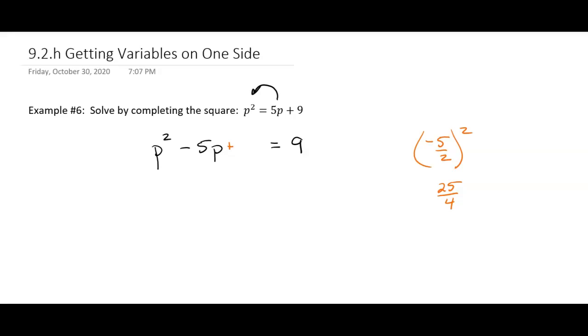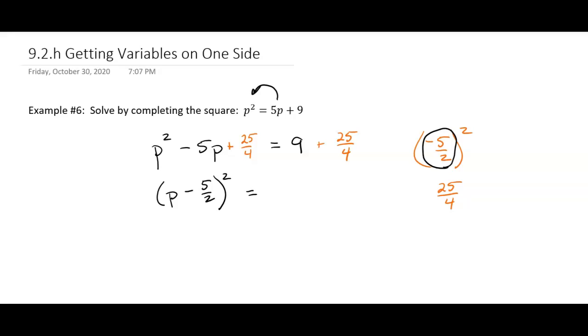Okay, well, it's a fraction. So 25 fourths plus 25 fourths. So we just leave it at 25 fourths. It's fine. It's going to be okay. So on the left, we're going to have p minus. Now, how do we know what to put in? Remember, it's the number in the parentheses before you square it. So it's minus 5 over 2. And then we're going to square that.